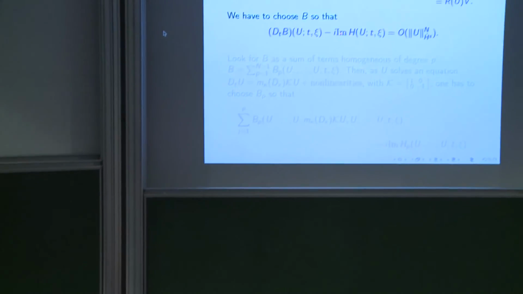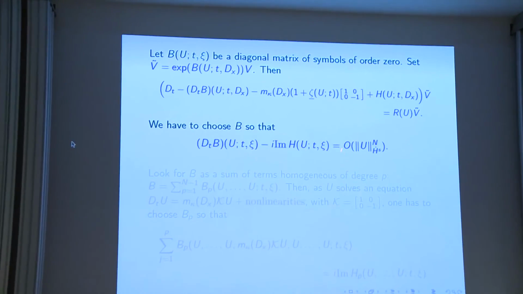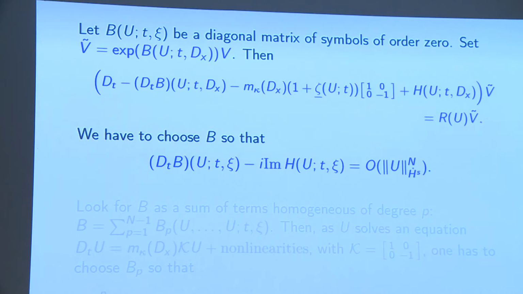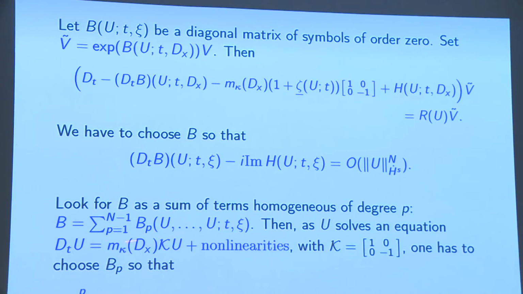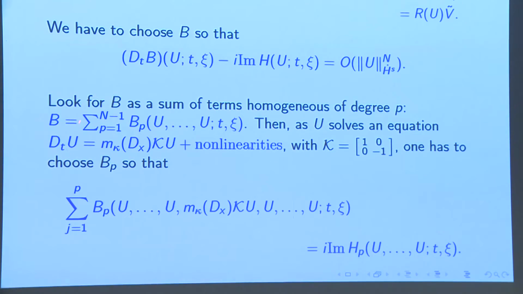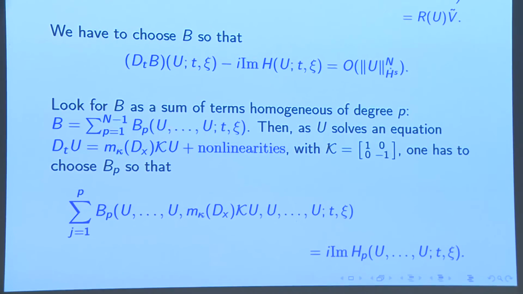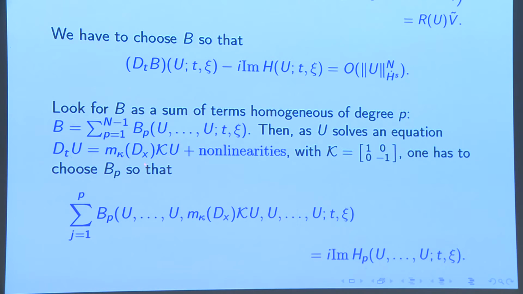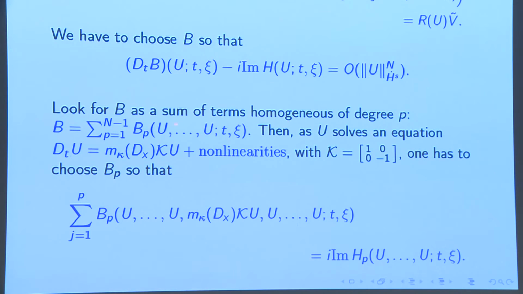So I have to choose B so that dtB minus I imaginary part of H of u dx psi should vanish like u to the n when u goes to 0. So to construct B, I'm looking for it as a sum of expressions Bp of u, which are homogeneous of degree p, p going from 1 up to n minus 1, the last degree that I want to cancel out, each Bp being some p linear map that are restricted to the diagonal u equals u1 equals u2, etc.